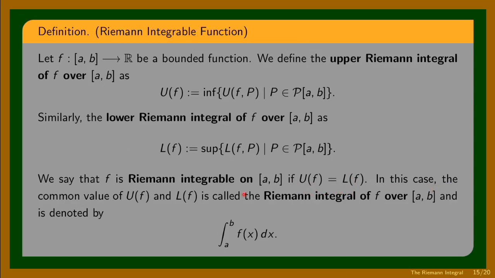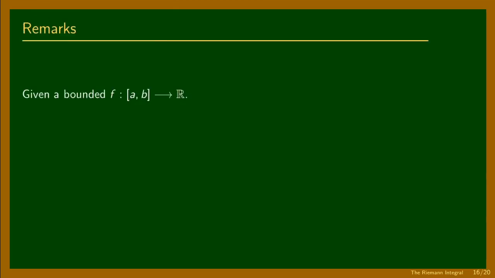In this case, the common value of U and L is what we call the Riemann integral of f over AB. So, kung saan man nag-agree yung dalawa, yun yung tinatawag nating integral f from a to b. Siya yung sinusulat natin sa calculus noon as the integral from a to b ng f. Okay? So, let's look at some examples. By the way, before examples, let's give the following remarks.